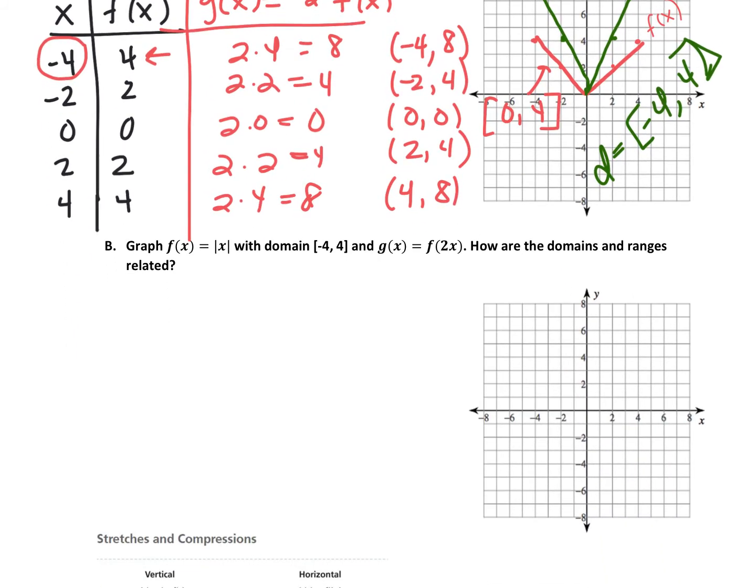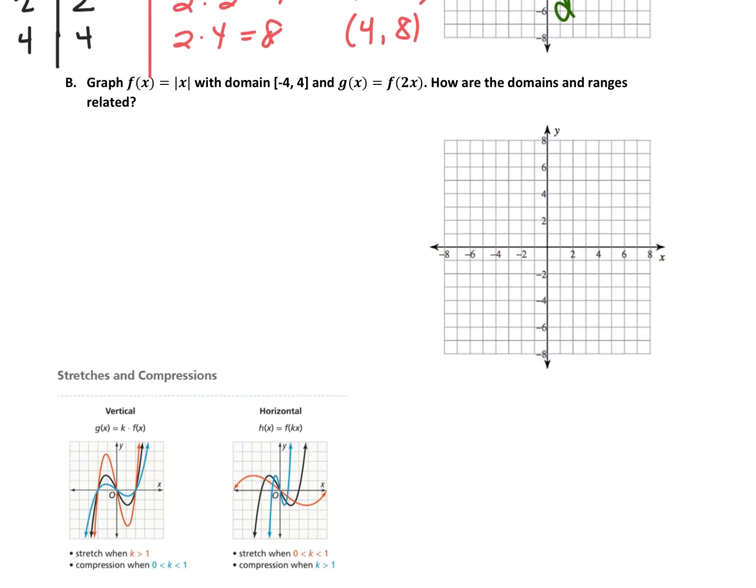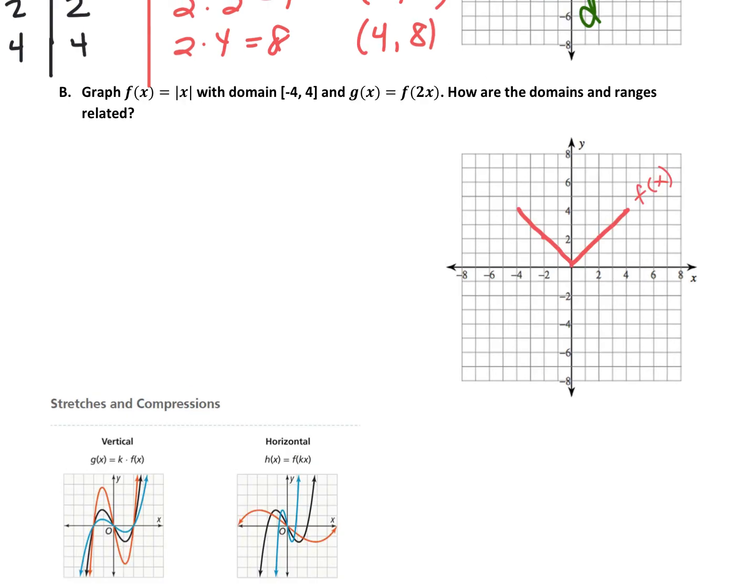next example, graph f of x equals absolute value of x. So I'm going to pause and do that. We already know how that graph is going to look. Okay, so there's my f of x function. One thing you want to think about is your domain. Our domain is going from -4 to 4.